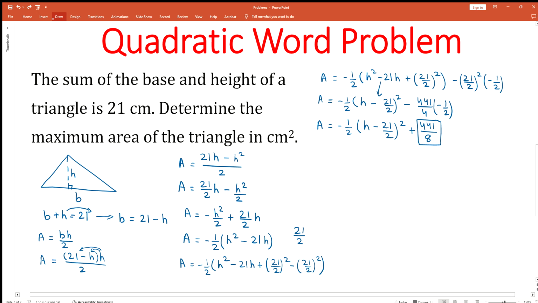This area represents the maximum area because the graph of this area equation is a parabola that opens in the downward direction, because the a value is negative, it is equal to negative 1 over 2. This is a very important concept we need to understand and memorize. Therefore, the maximum area of the triangle is 441 over 8, and the unit is centimeters squared because the given unit of length is centimeters. This should be the final answer for this problem.